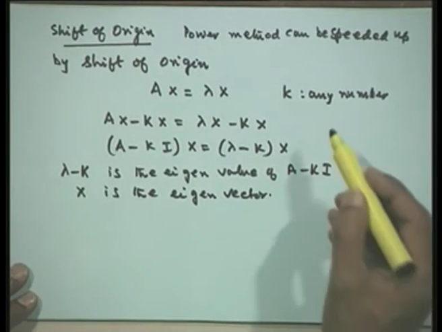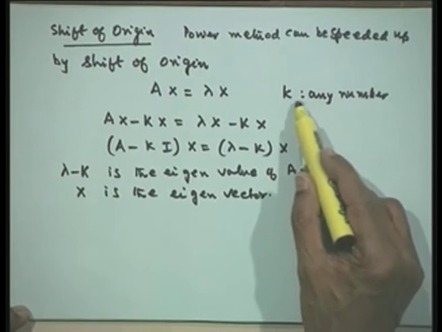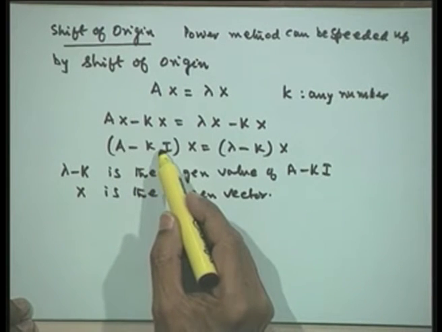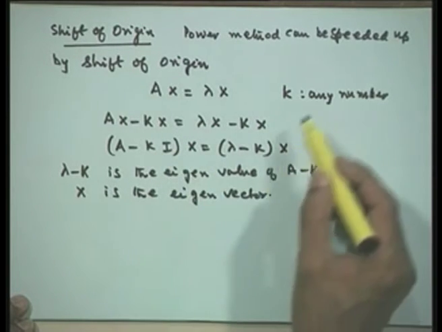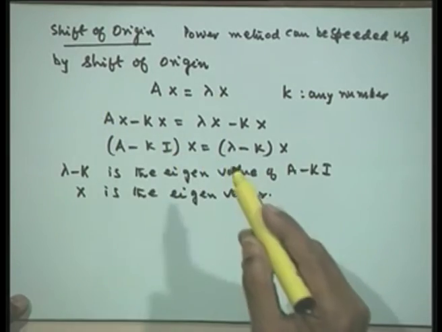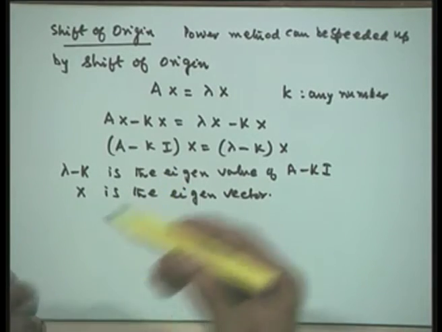Therefore, what has happened is that if I subtract k, this is A minus k I, that means we are subtracting k from the diagonal elements. So we are subtracting the same number from the diagonal elements, say you are subtracting 5. Then all eigenvalues are subtracted by the same number. So if the eigenvalues of a matrix are lambda 1, lambda 2, lambda 3, and we give a shift by say 5, then the new eigenvalues are lambda 1 minus 5, lambda 2 minus 5, lambda 3 minus 5, but the eigenvector is not going to change.